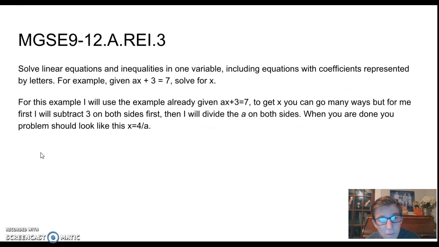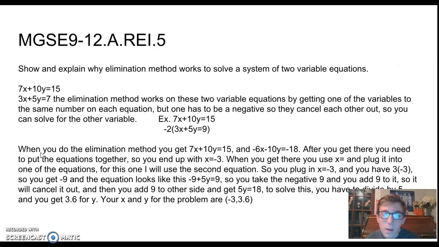For this example, I will use the example that's already given: ax + 3 = 7. To get x, you can go many ways, but for me, first, you'll subtract 3 on both sides, and then you divide by a on both sides, or you divide by a on the left and put it on the right. And when you're done, the problem should look like x = 4/a.